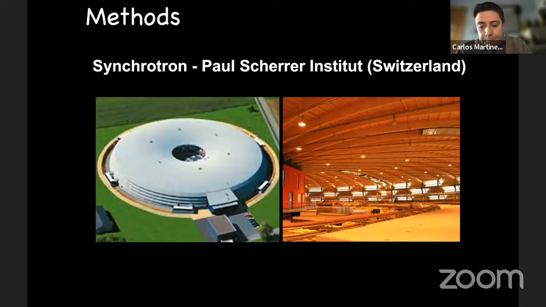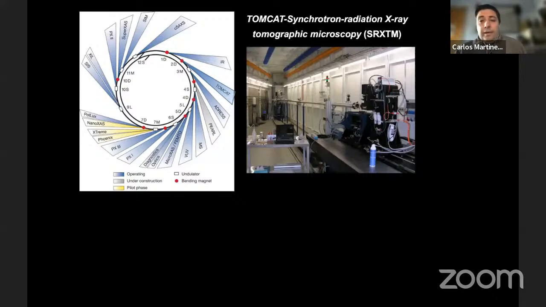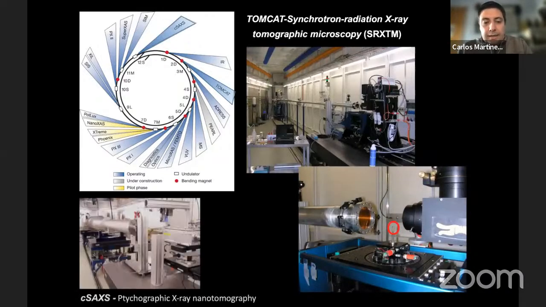One was tomography. For that, we went to the Paul Scherrer Institute synchrotron in Switzerland, and we used two different detectors, the TOMCAT and the cSAXS, basically trying to resolve different points. The main important difference between these two detectors, both using X-ray tomography as a basis, is that the resolution we can get in the two detectors is completely different. We can get to nanometer resolution.